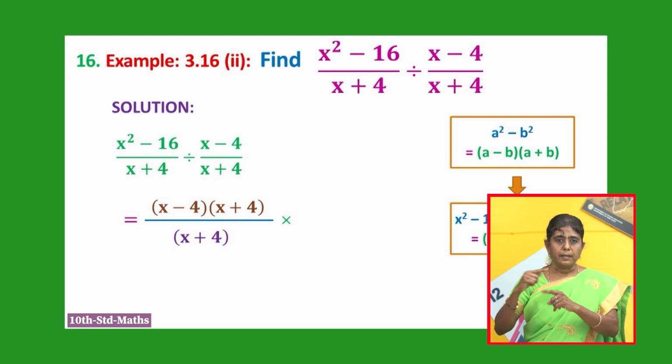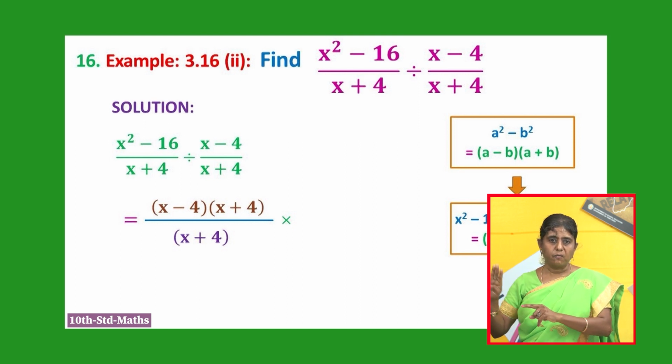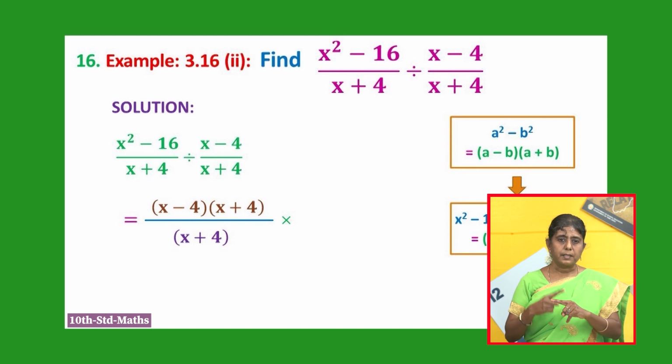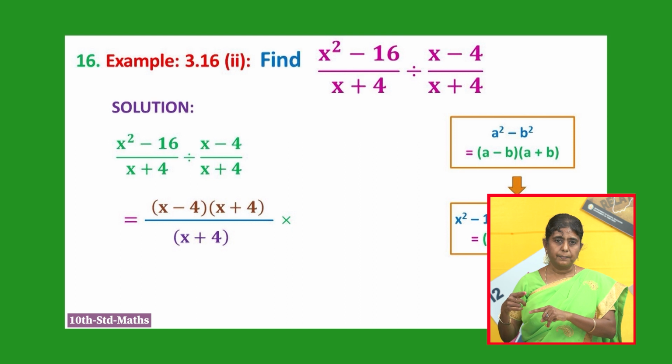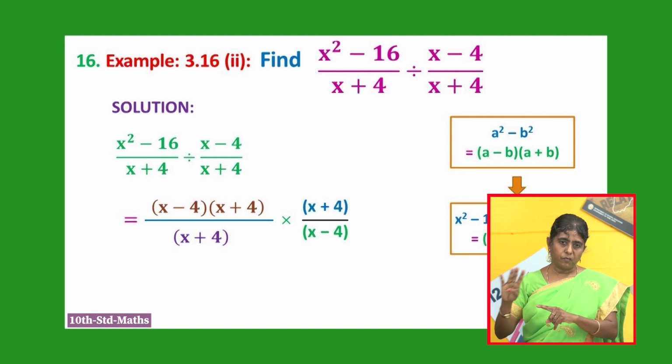And that x squared minus 16 we can write as (x minus 4) into (x plus 4). So we can write (x minus 4)(x plus 4) divided by (x plus 4). That division symbol changes to a multiplication symbol. Now what we have to do, that (x plus 4) we have to write in the reciprocal form. So x plus 4 is in the numerator, x minus 4 is in the denominator. After that we have to do the cancellation.